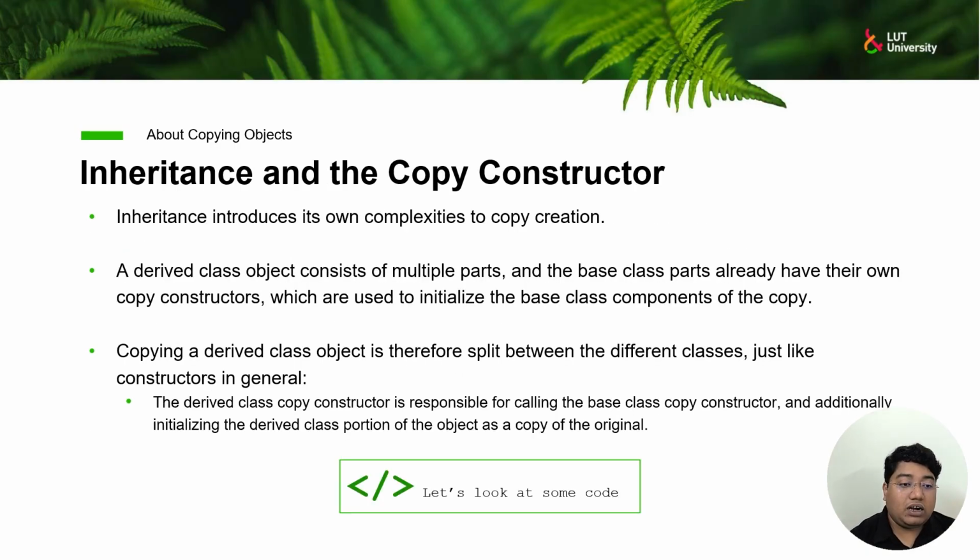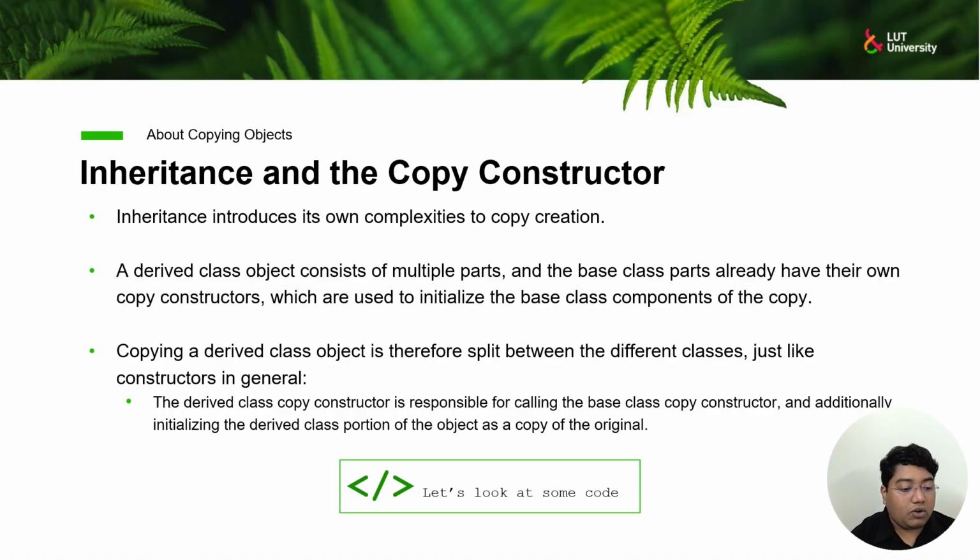Inheritance adds another layer. A derived object actually contains two parts. It contains the base class part, and then it contains its own additional members. You can think of the derived object as being built in layers. The base class forms the foundation, and the derived class sits on top of it. When we copy a derived object, both layers have to be copied correctly.